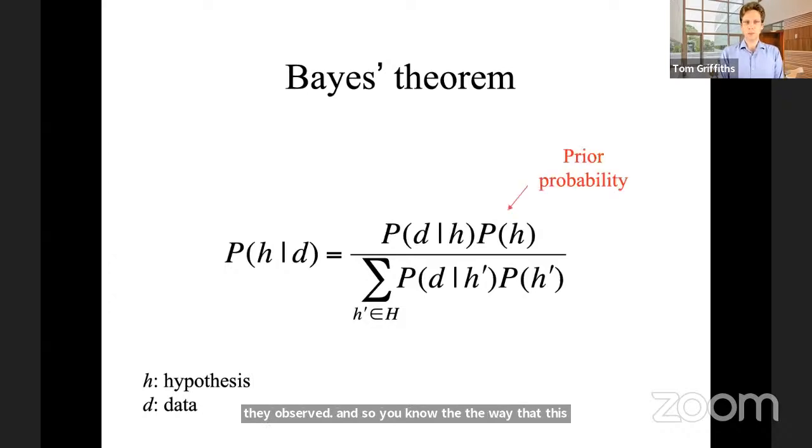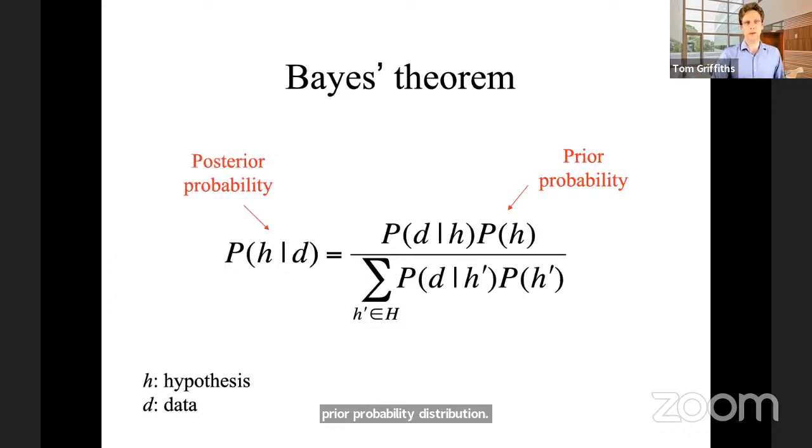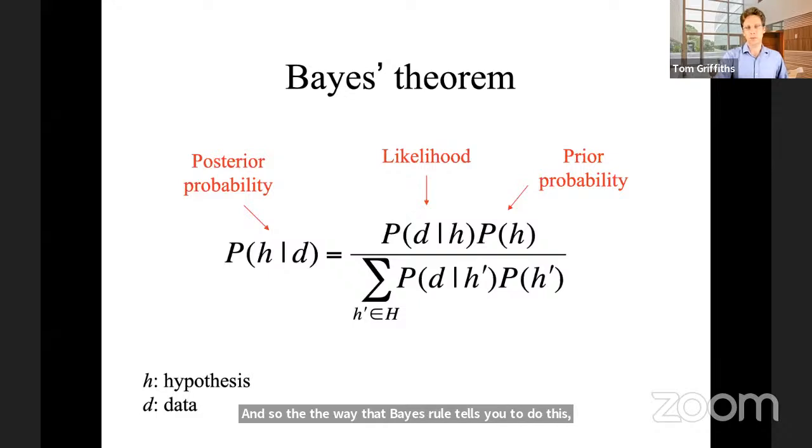It's called the prior probability distribution. This is how much the learner believes in each hypothesis before they see data. And then we're going to end up calculating this posterior probability, how much they believe in those hypotheses after they see data. And so the way that Bayes' rule tells you to do this, the rational way to update your beliefs, is to take those prior probabilities and multiply by a likelihood. That likelihood tells you how probable it is that you'd see those data if that hypothesis were true.